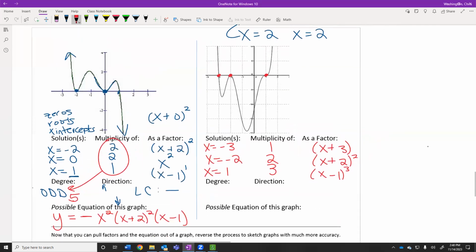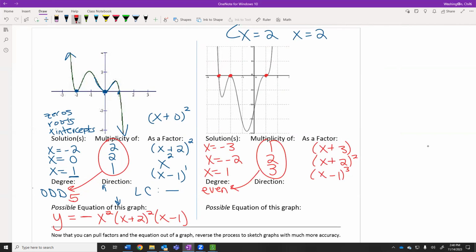In this case, does the degree have to be even or odd? You can look at the graph and figure that out. Even, because both ends are going up, so we know the degree has to be even. If we add up these multiplicities, they should add up to an even number. 1 plus 2 is 3. 3 plus 3 is 6. So the smallest number that the degree could be is 6. It can't be 5, can't be 4, can't be 3. It could be 6. At least has to be 6. Could be 8. Could be 10. Has to be at least 6.